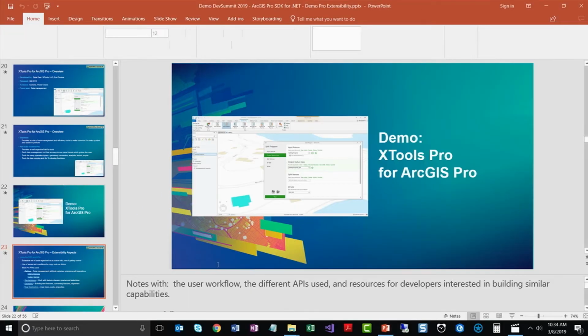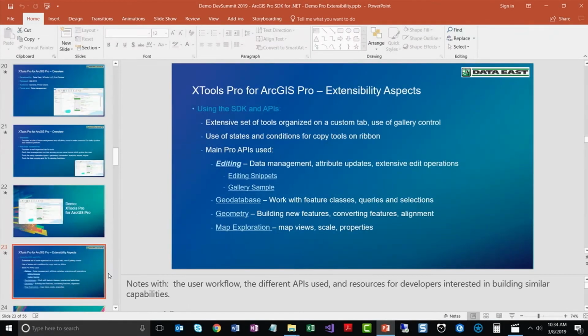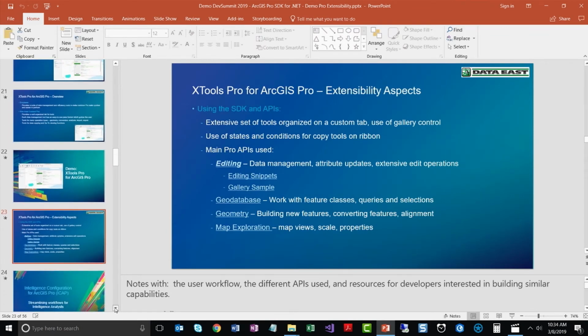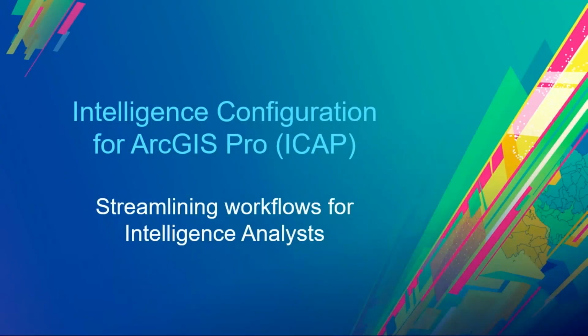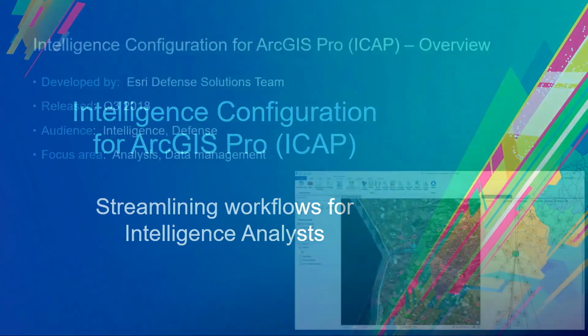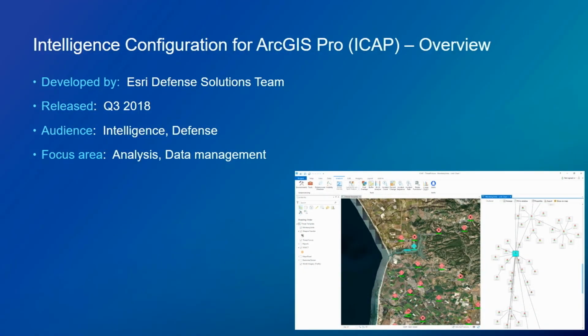All right, our last demonstration here. Let's move on to ICAP. Okay. So ICAP, or the Intelligence Configuration for ArcGIS Pro, has been built to streamline and focus workflows for intelligence analysts. This is a free ArcGIS solution that came out last year in Q3. And again, the audience is for intelligence and defense analysts.